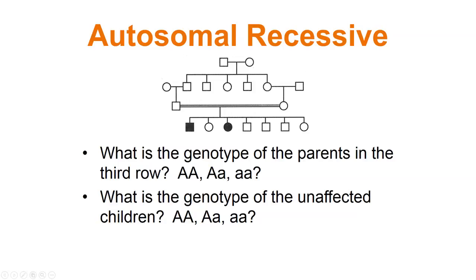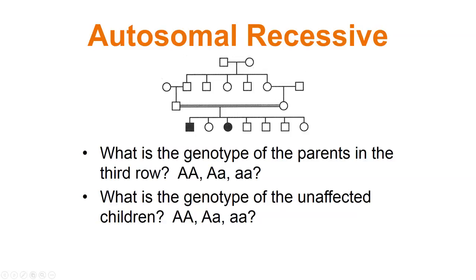Big A, big A. Well, that's a possibility at first, right? Because they're not affected. So we know it's not little a, little a. We can eliminate that right away because they're not affected. Okay, so it's got to be one of the two. Okay, so they're having affected children, though. So that means that each one of them needed to pass on a mutant recessive allele. That means each of the parents both had to be big A, little a. They're both obligate carriers in this pedigree.